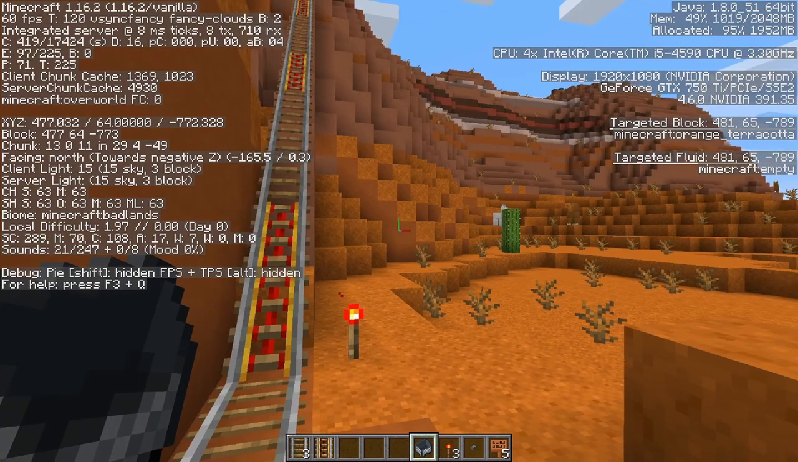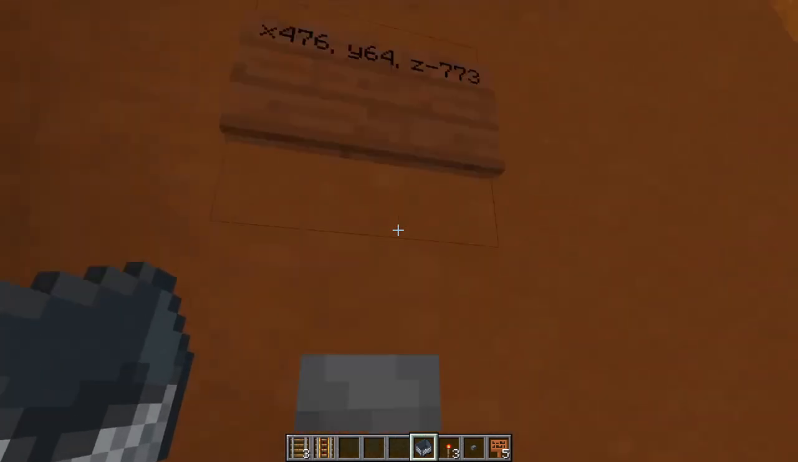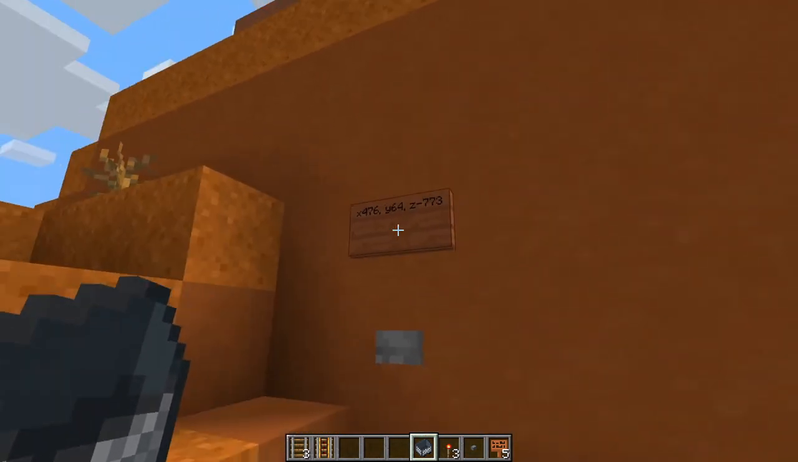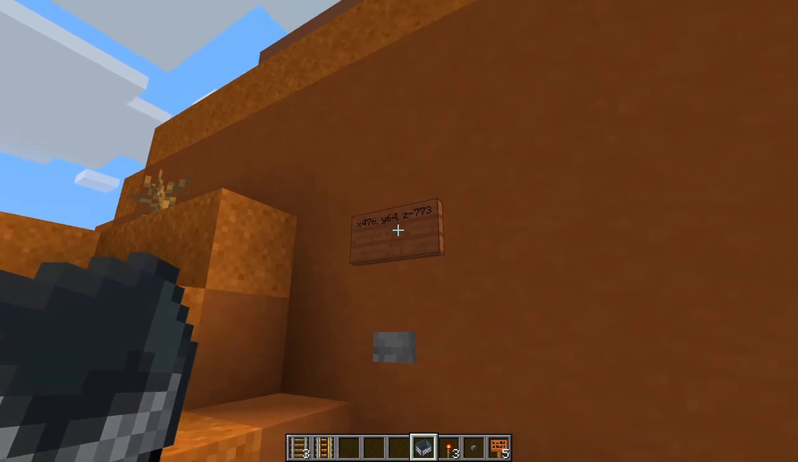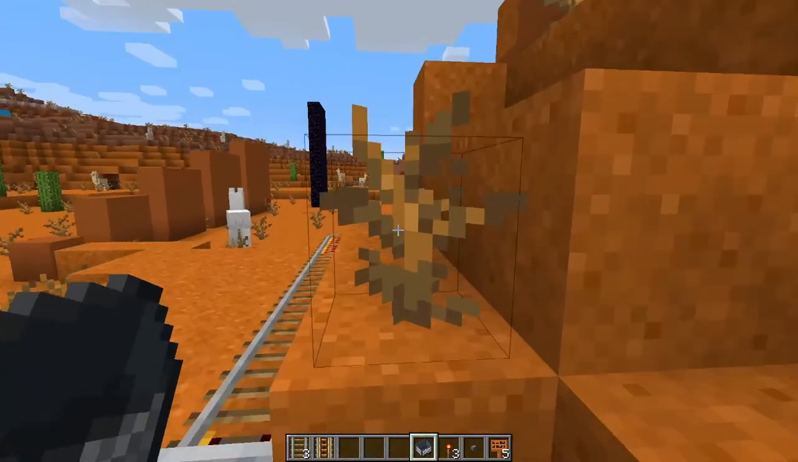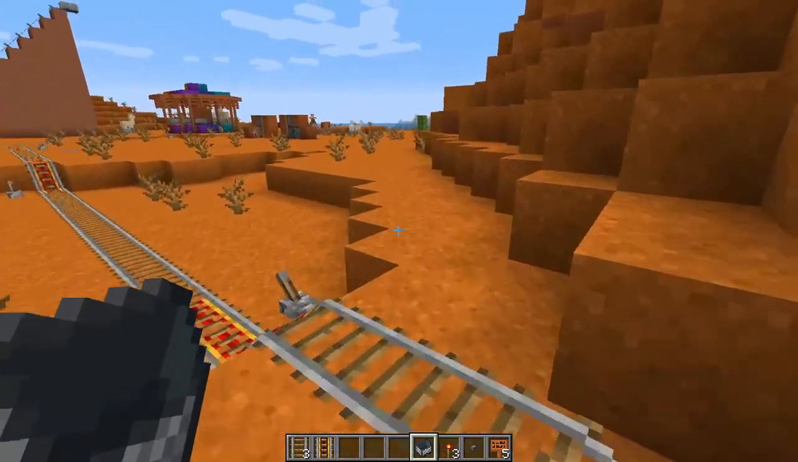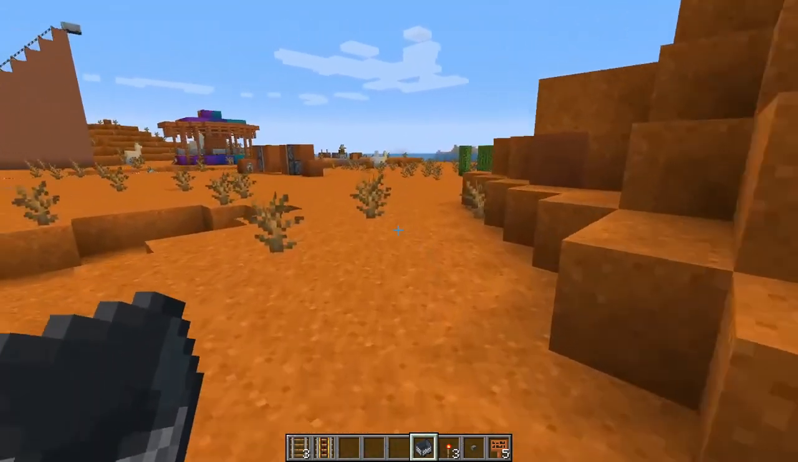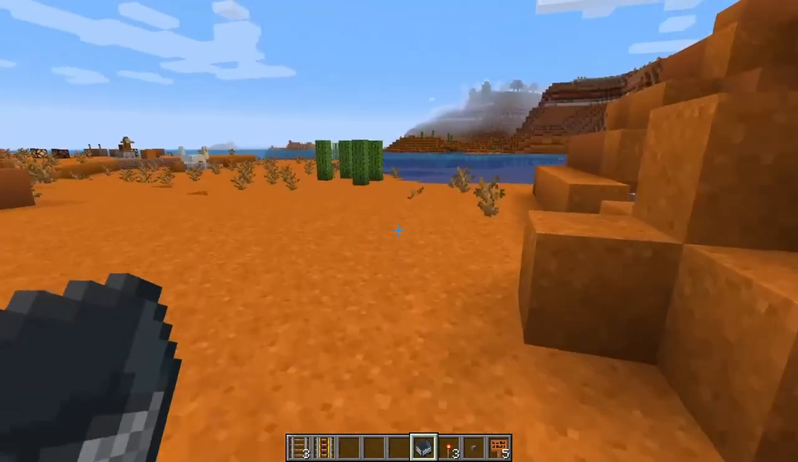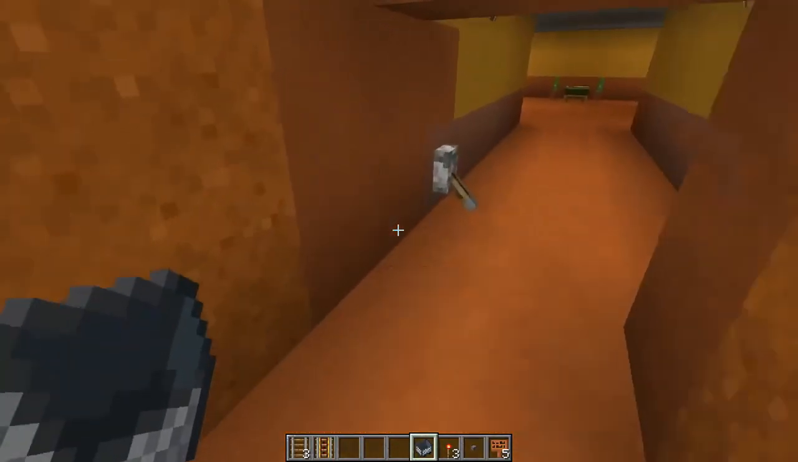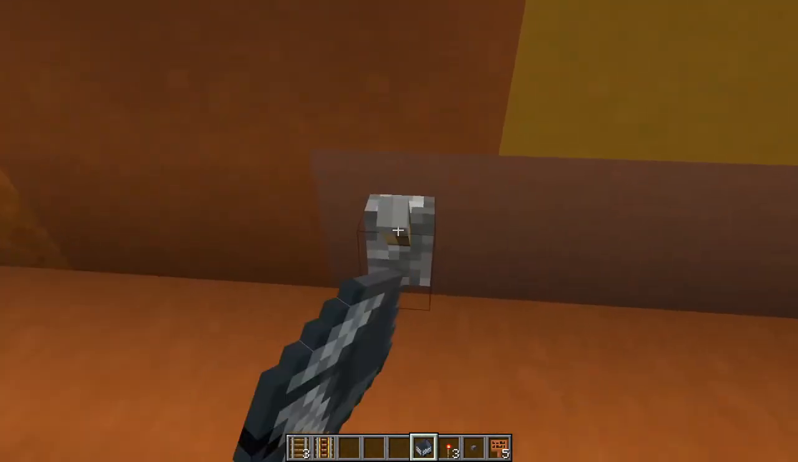So I'm just going to take this away. And I've written down on some graph paper these coordinates, which will come in handy soon. So let's go back to the front door. I left the door open again.